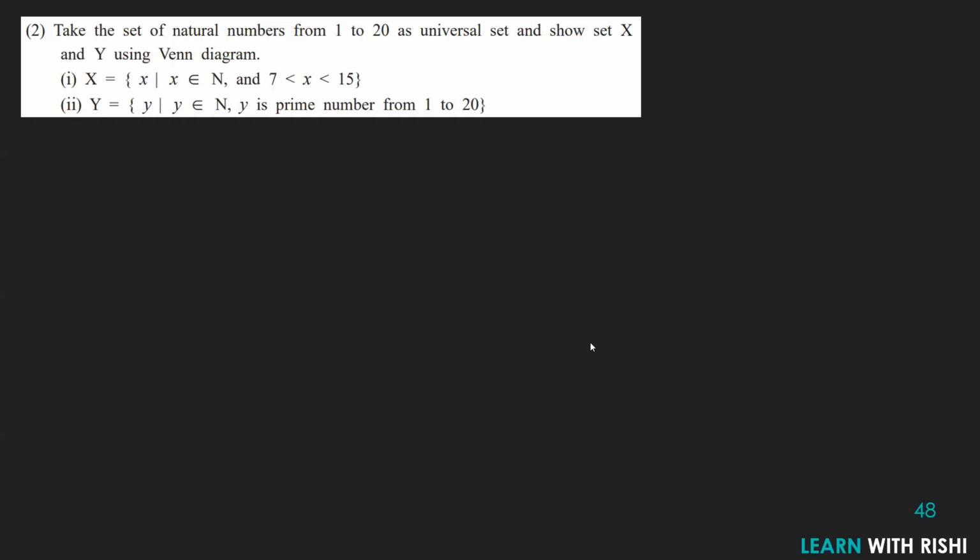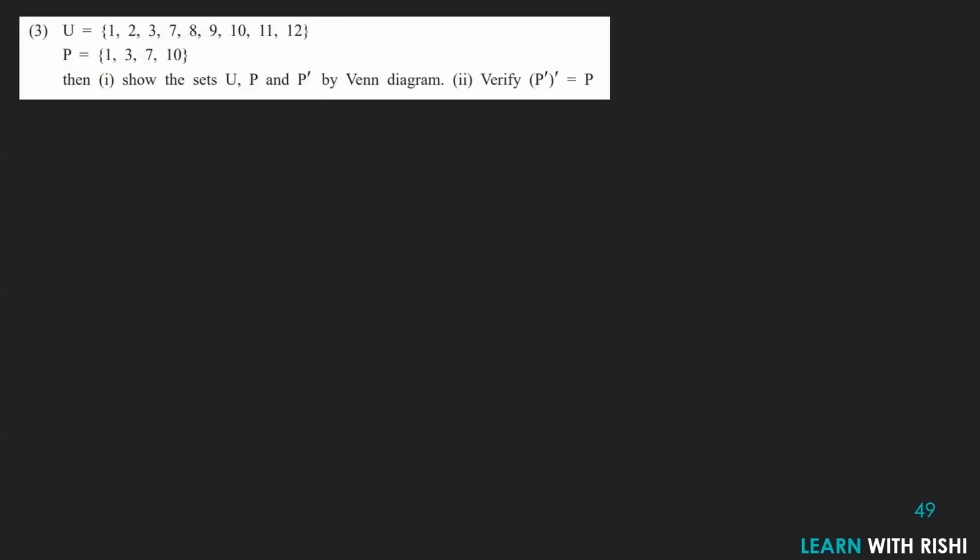Now let us solve the third question. Here we are given a universal set and a set P. The first question is: show the sets U, P and P dash by Venn diagram. Then verify that P dash, the whole dash, is equal to P. So there are 2 questions given, with the sets in roster form. We need to draw a Venn diagram showing these 3 sets: universal set, set P and P complement. And then we have to verify whether the complement of P complement is the original set or not.